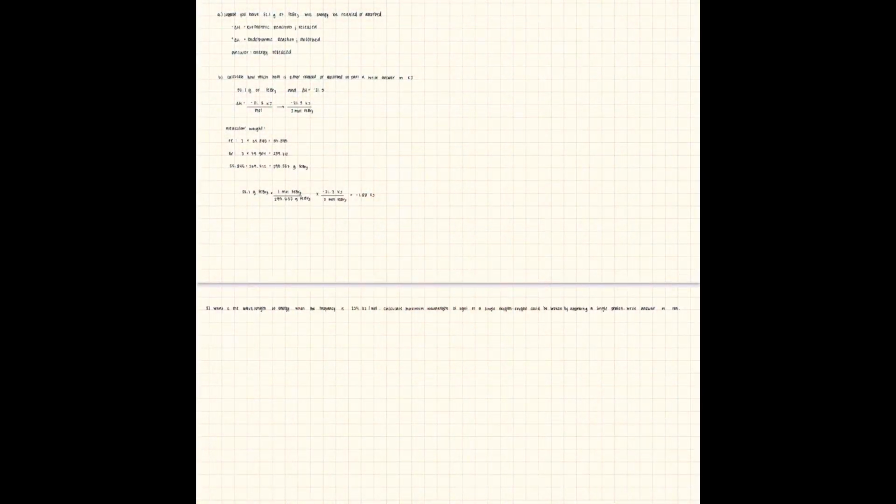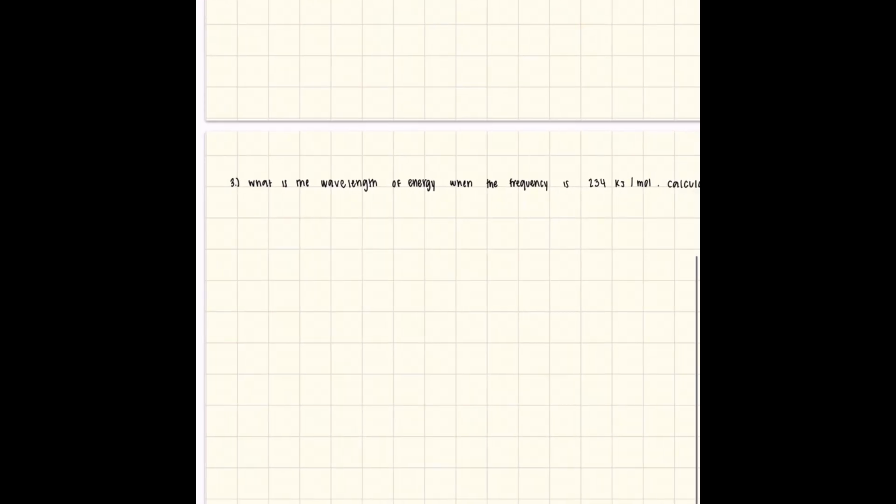Okay, so our third problem says, what is the wavelength of energy when the frequency is 234 kilojoules per mole? Calculate the maximum wavelength of light by which a single oxygen-to-oxygen bond could be broken by absorbing a single photon of light. We're going to write our answer in nanometers.